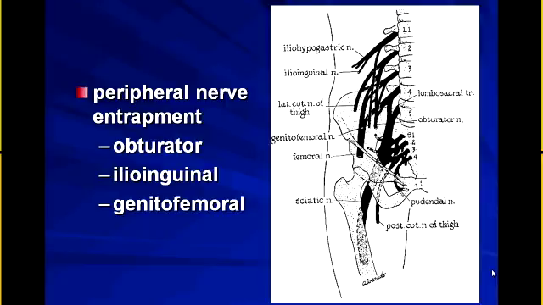So those symptoms then, peripheral nerve entrapments often have burning pain, they may have sensory loss, and they may have motor weakness depending on their function.